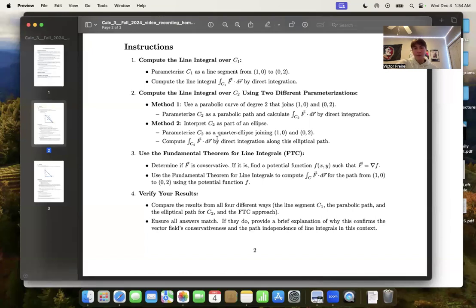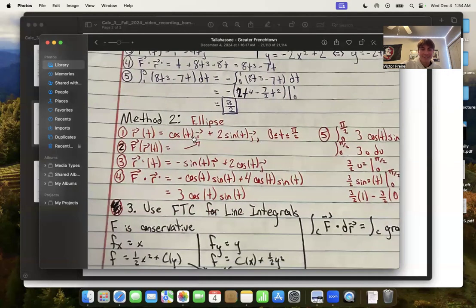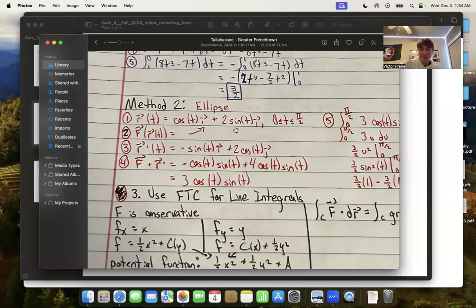All right, so now go back here to the problem. Now that we used the first method of using a parabolic curve, we have to use a second method where we want to interpret C2 as part of an ellipse. And this method I like a lot more. This one's a lot easier. So step 1, same as before, just find r(t), find the position vector. We want to parameterize C. So how do we do that as an ellipse?